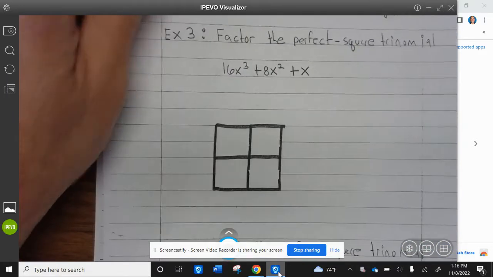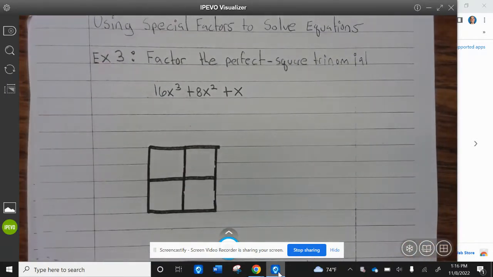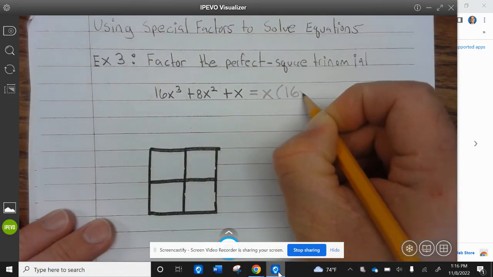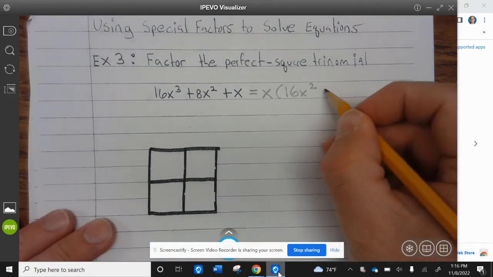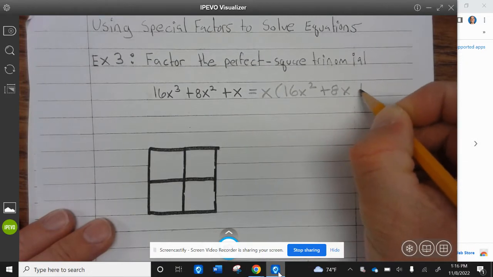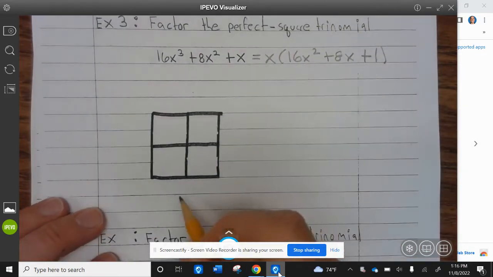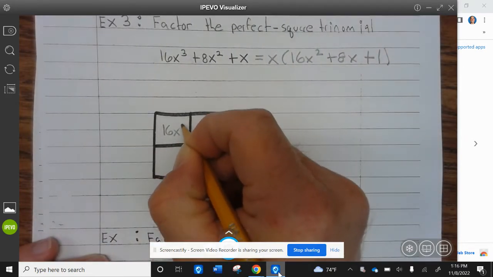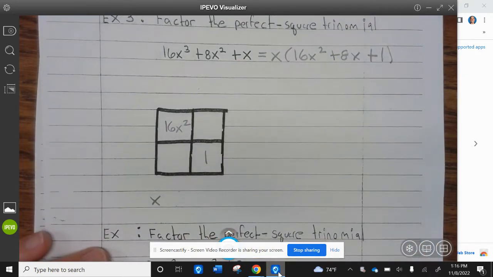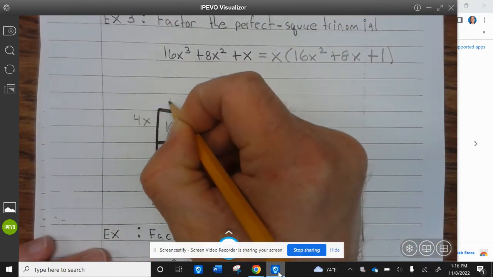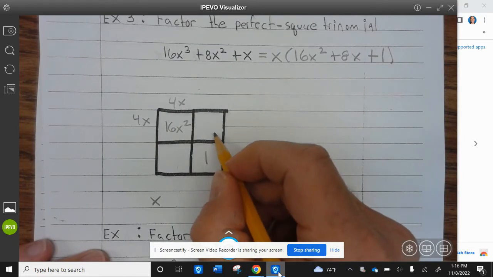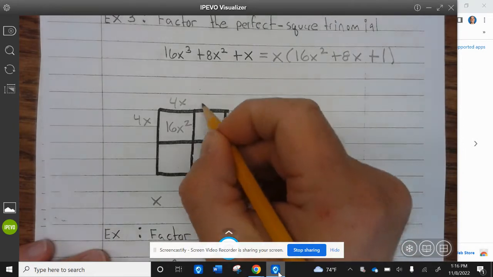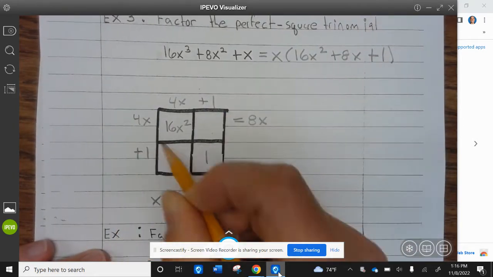All right, example 3. Factor the perfect square trinomial. So first off, we can factor out an x from each term, which leaves 16x squared plus 8x plus 1. Now that means our final answer will have an x in it. Then first term is 16x squared, last term is 1. So that's 4x and 4x. Remember, these two need to combine to be 8x. So in order to get 1, that's plus 1 plus 1.